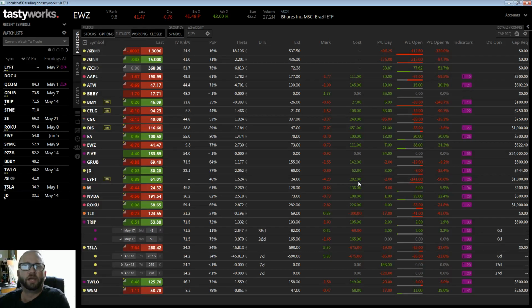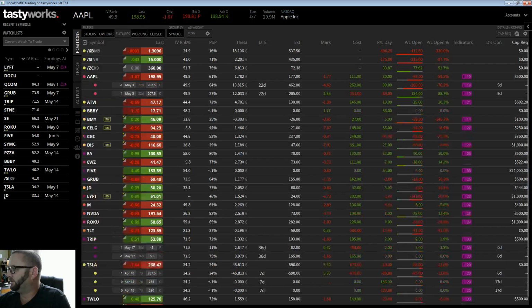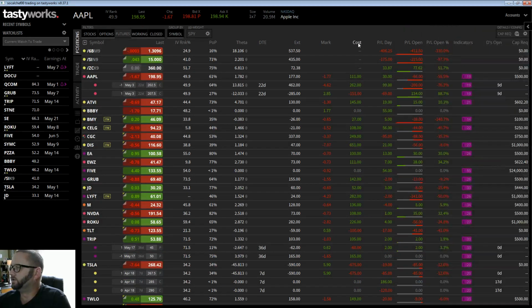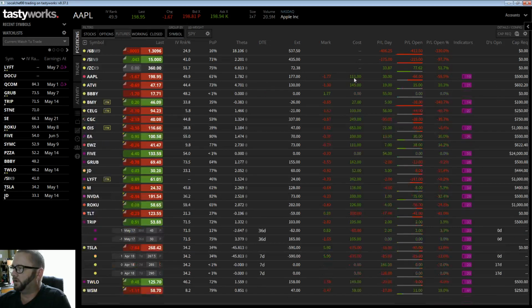Okay. Cost. I don't think I just ever took it out. That was the initial price that I paid. I think you could tell by $1.11. Is that what I paid for Apple? Yeah. Okay. So cost on a credit spread tells me what I received on this trade. All right. Mark is currently the mid price of the trade, and then you got intrinsic value, right?